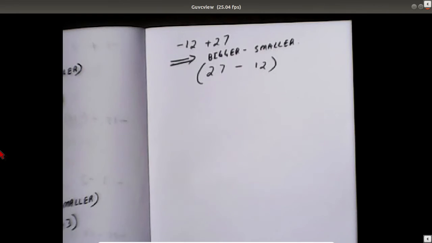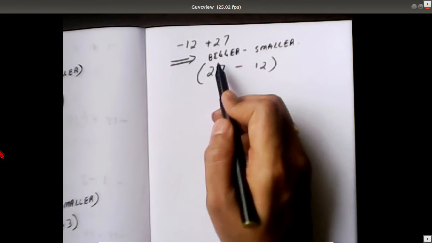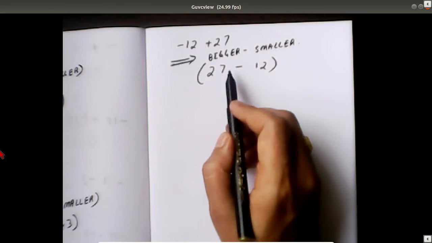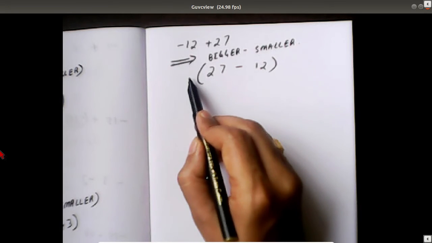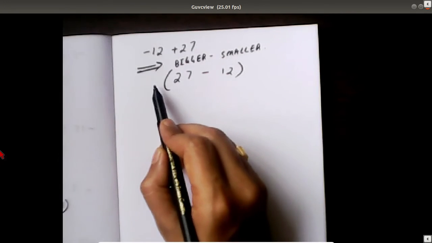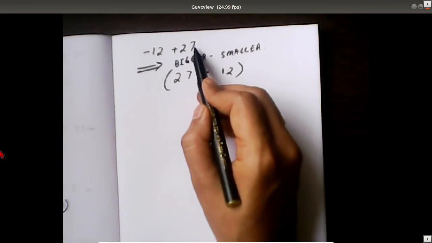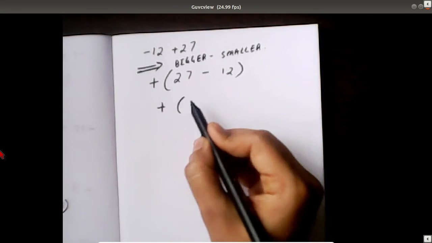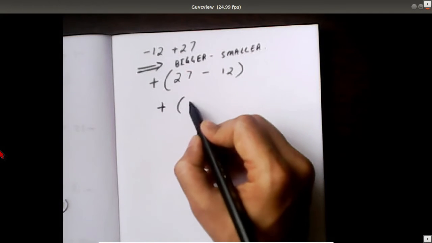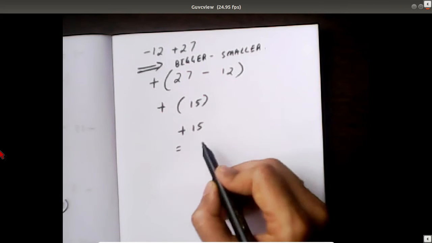So now let's look at another example. Minus 12 plus 27. Again the rule is bigger number minus smaller number. So the bigger number is 27 and you are doing minus 12. And what should be the sign that needs to come? The sign is that of the bigger number. The sign is positive for the bigger number, which is 27. So the sign will be positive and the result becomes plus of, what is 27 minus 12? 15. And therefore the result is plus 15, or you can also just write this as 15.